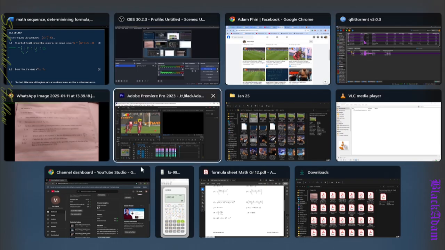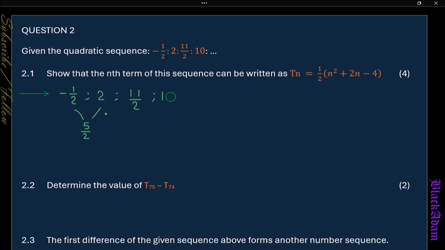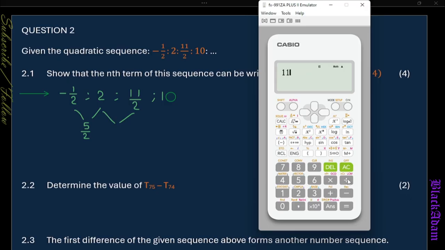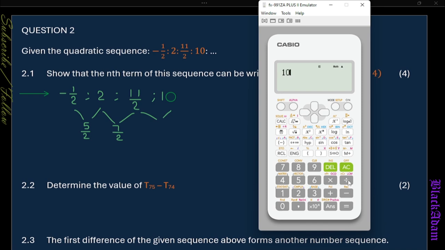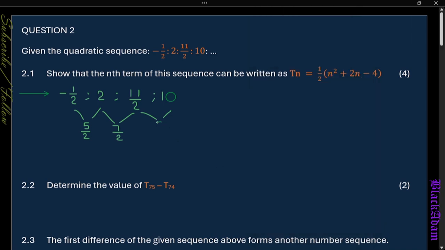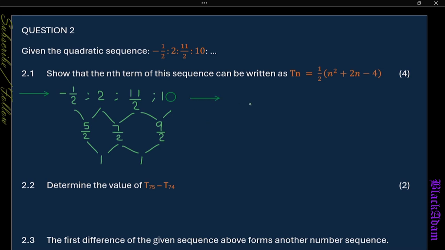So our first difference would be t2 minus t1, which means 2 minus bracket negative 1 over 2. That gives us 5 over 2. Then 11 over 2 minus 2 is 7 over 2. And 10 minus 11 over 2 is 9 over 2. So the second difference would be 7 over 2 subtracted from 9 over 2, which is 1.